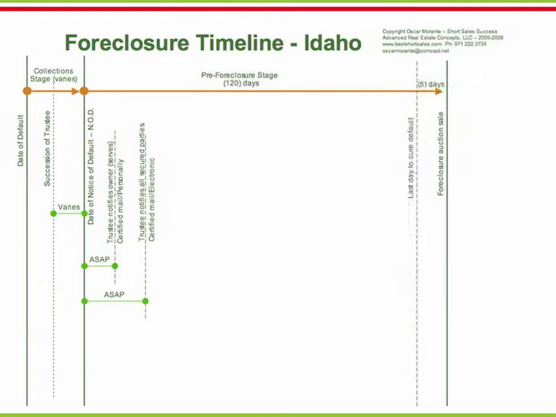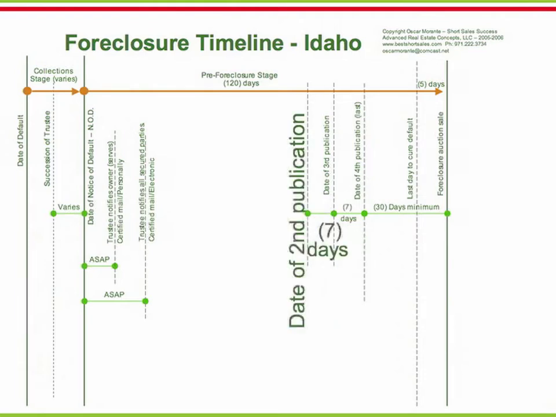The next significant event in the foreclosure process is the publication stage. In Idaho, it is mandatory to publish a notice of trustee sale a minimum of 4 times. The fourth notice of trustee sale publication must be a minimum of 20 days prior to the auction date. The third notice of trustee sale publication must be 7 days prior. The second must be 7 days prior. The first must be 7 days prior.